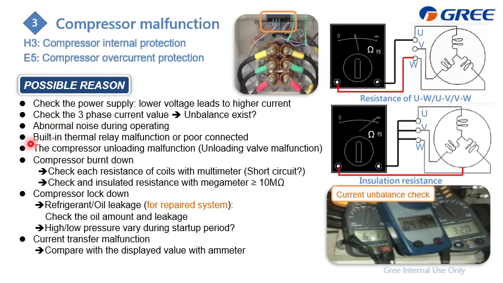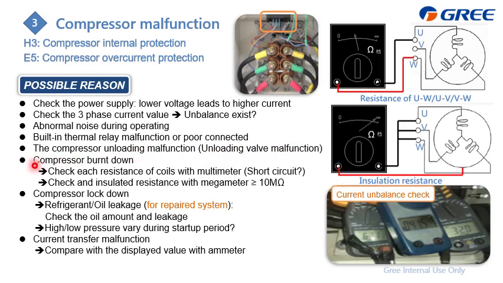And the next is the built-in thermal relay malfunction or poor connection, and this one is located here. So on site, you just need to ensure first that the wiring is okay, and then ensure this one is in good state. Next is the compressor unloading malfunction. For this one, it is the unloading valve that is malfunctioning, and next I will have a detailed slide to explain this.